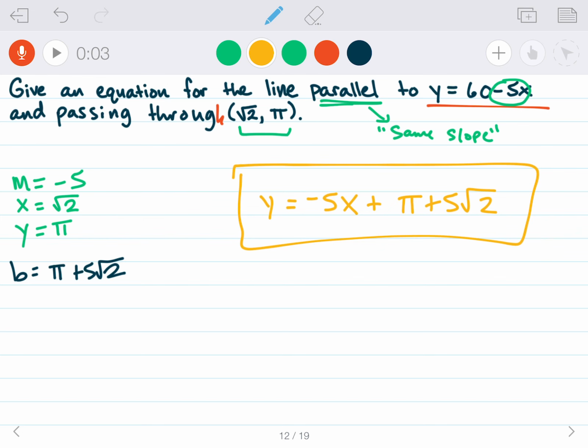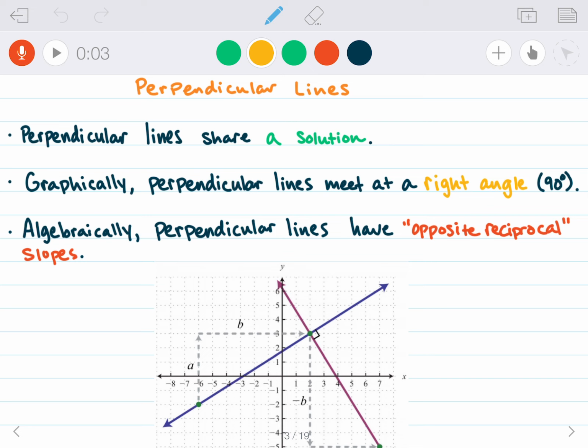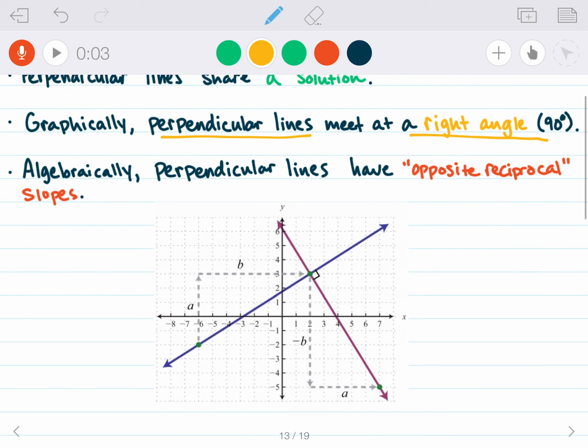All right, now let's talk about another special type of line. So perpendicular lines, okay? They do have a solution, they're going to meet. And what does this mean graphically? Well, it means that perpendicular lines are going to cross at a right angle, all right? They're going to meet at a 90-degree angle. And algebraically, perpendicular lines have what we call opposite reciprocal slopes, and I'm going to get into what that means in a second.